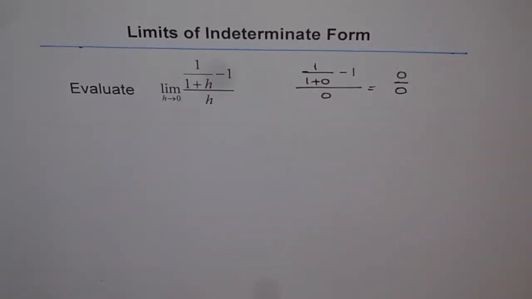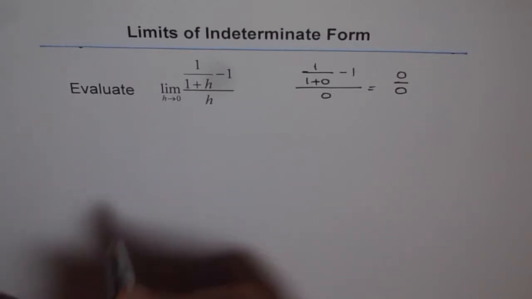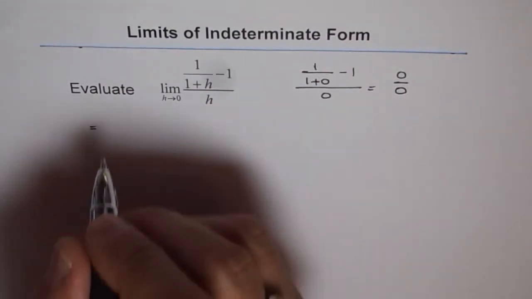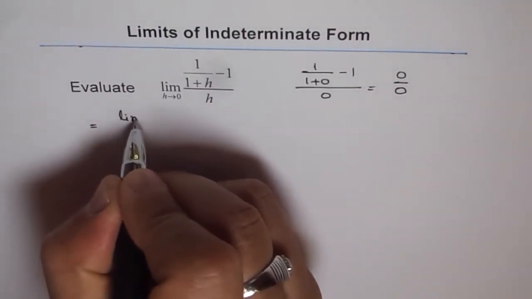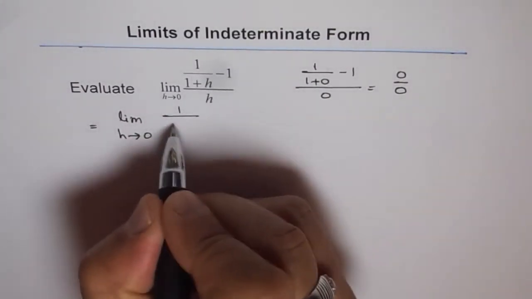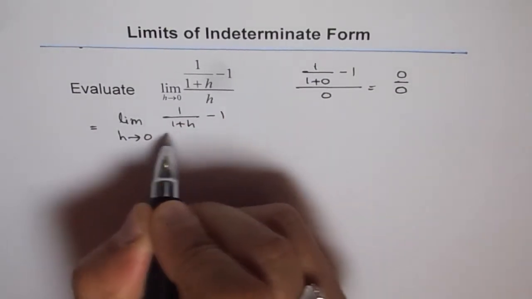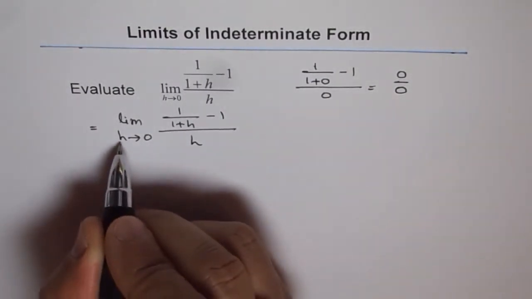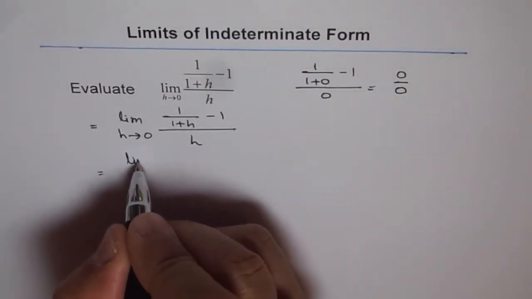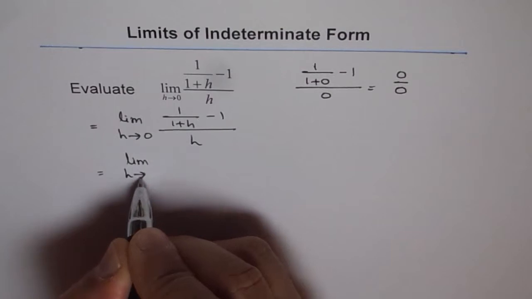Now, it may have a limit there, right? To evaluate the limit, we need to simplify this function and then find the limit. So let's do the simplification process. We write here the limit of this function, 1 over 1 plus h minus 1 over h, as h approaches 0. So let's take the common denominator and simplify the numerator.